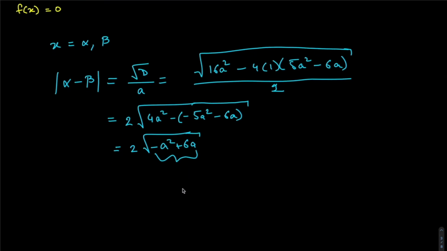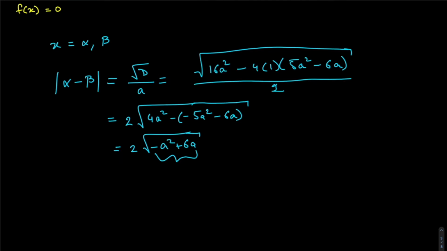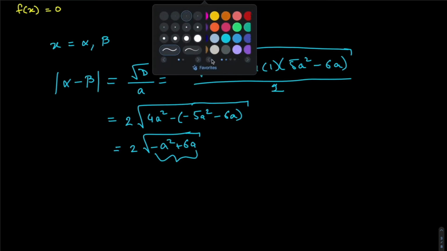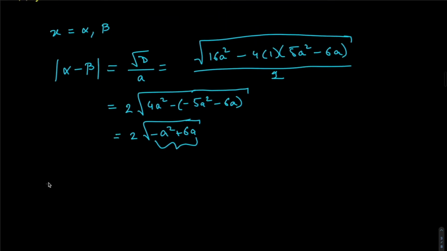And now I'm going to do the very interesting thing here. I'm going to change the color, and I'm going to make it a little bit different. So let's take magenta. I'm going to let a new function, let g of x be minus a squared plus 6a. That's going to be my new function.